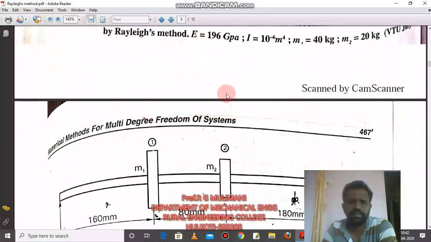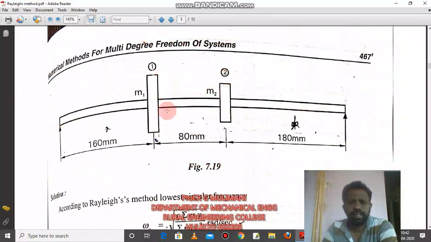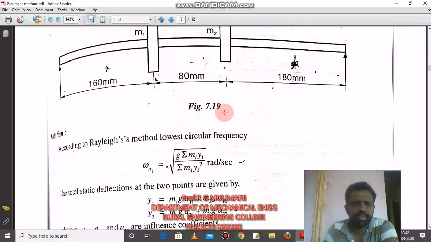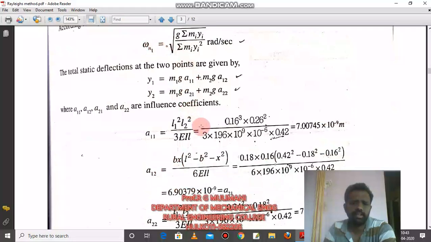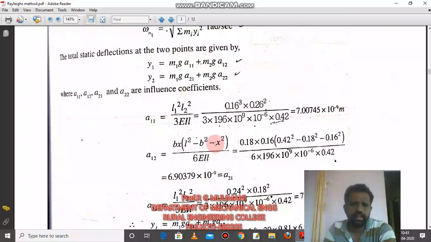We will see one more problem. It is a simply supported beam where we have two masses. Again, you need to find y1 and y2. For the simply supported beam, I already posted a video on how the influence coefficients are calculated. You find y1 and y2 by substituting the values of a11, a12, a21, a22. Then you substitute all the values in this equation and you will get the natural frequency of the system. You refer to my previous videos to find the influence coefficients.